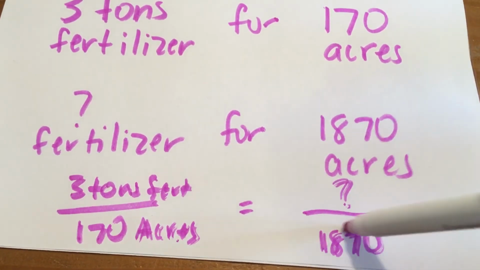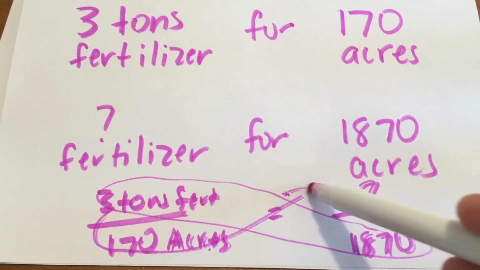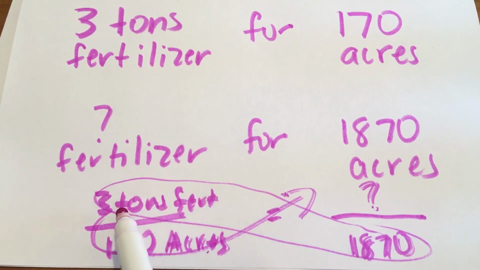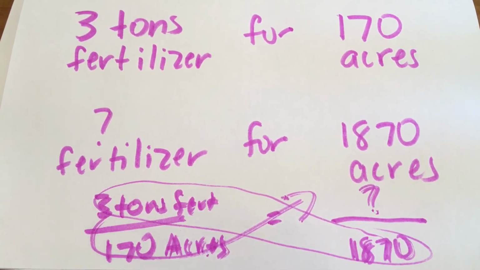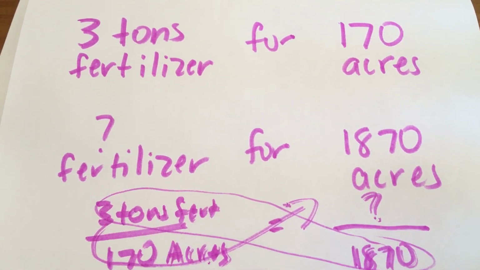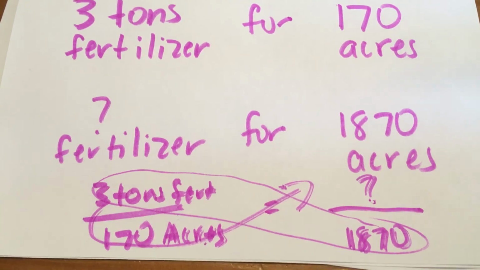Well, to solve, you would cross multiply, then divide to get your answer. So 1,870 times 3 divided by 170. You have to do the multiplying first and then the dividing, and you'll get your answer. So you should do fine as long as you set it up right.